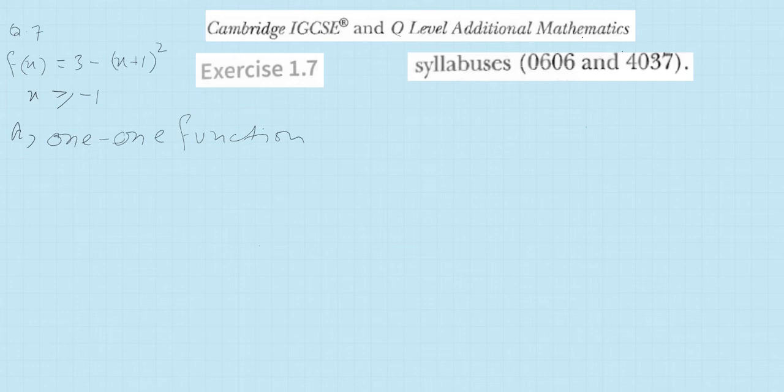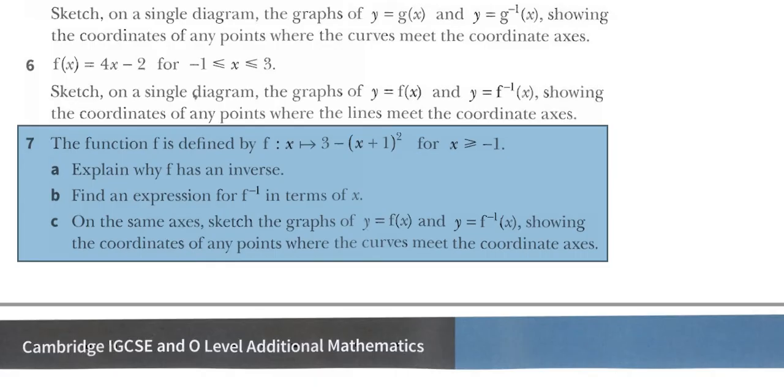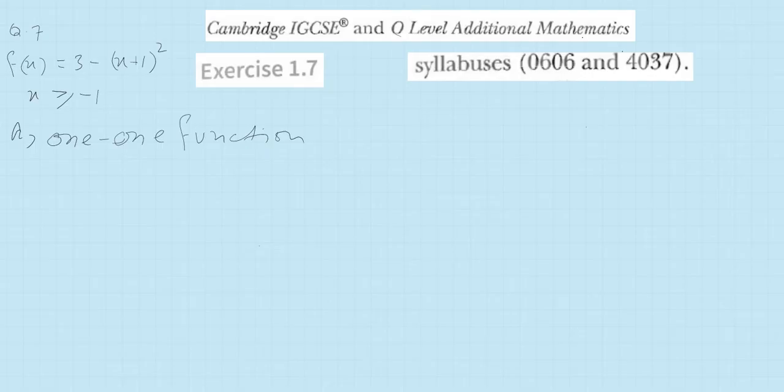Come to part B. Part B is: find an expression for f inverse in terms of x. Very easy. How to find the inverse? Just write the function. This is part B. f(x) = 3 − (x + 1)². Now recall all the steps to find the inverse.